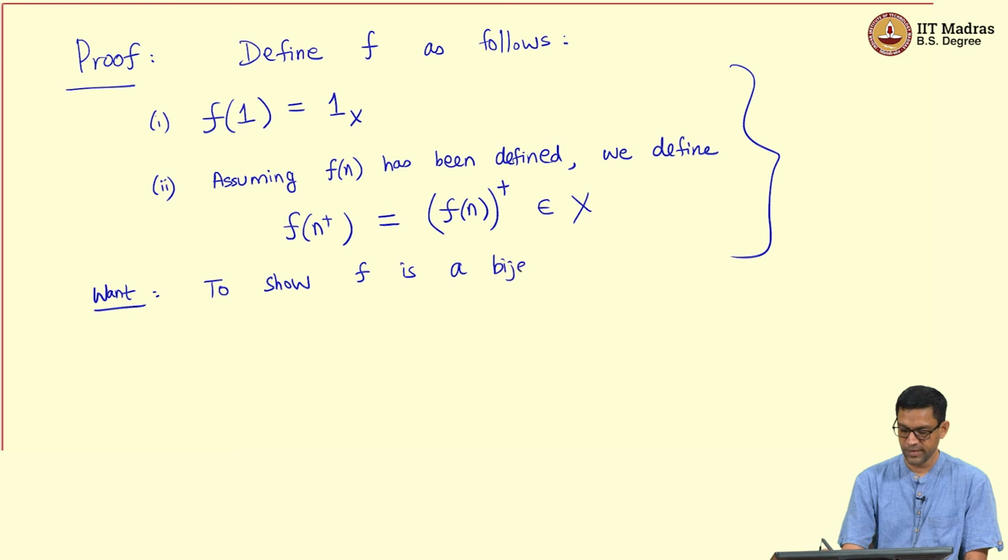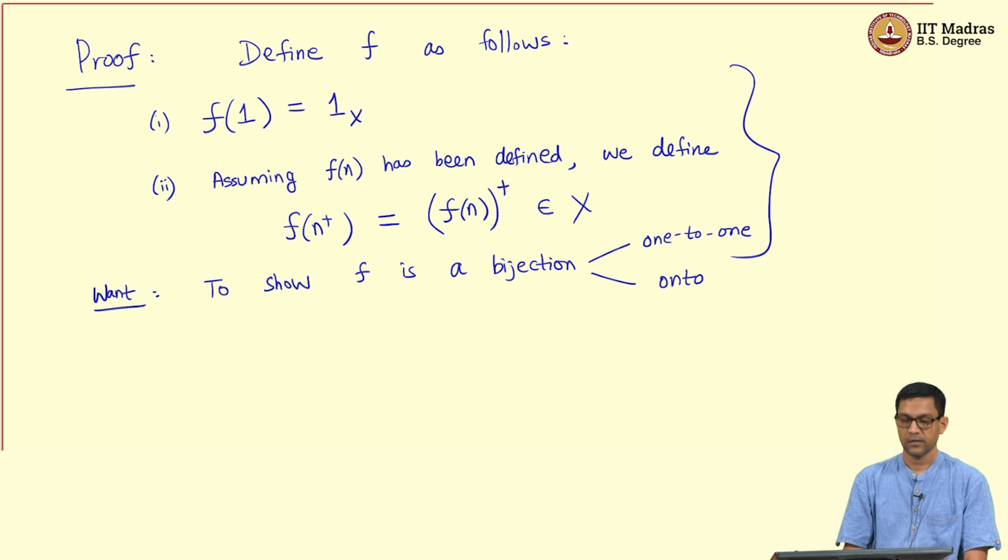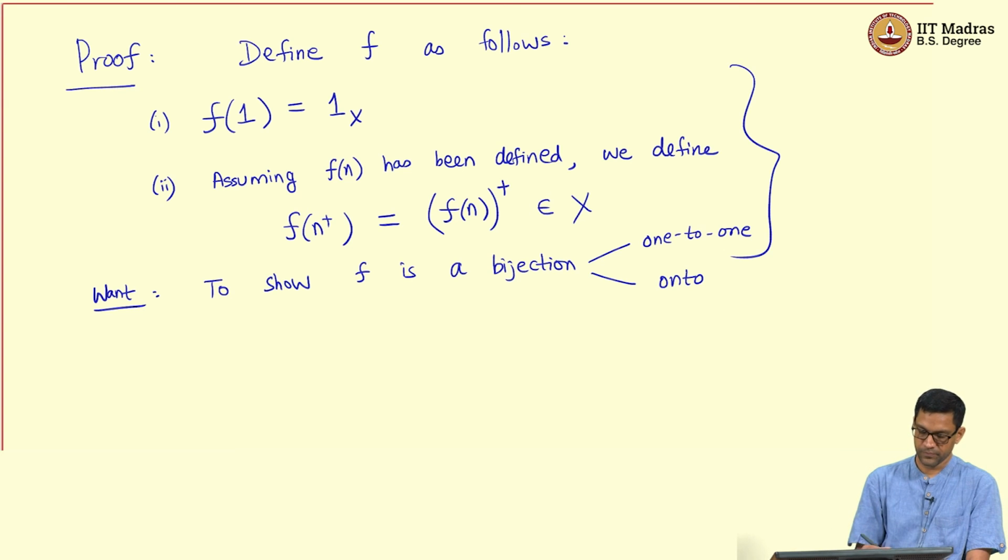Okay, and bijection means two things. It's got to be an injection and a surjection. In other words, it should be a 1 to 1 function and it should be an onto function. So, those are the two properties that a bijection needs to satisfy. So, let us prove each of them in turn. Let us first show that it is an onto function. In other words, every element of x is there in the image of this function. So, first let us show ontoness.